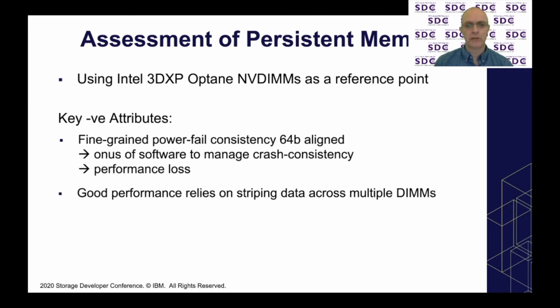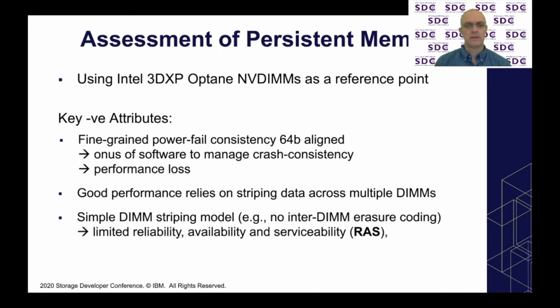Furthermore, good performance relies on striping data across multiple DIMMs, typically 6 DIMMs in a single socket. The DIMMs may be configured as individual elements, but performance is significantly reduced. The DIMM striping model is also very simple. There is no inter-DIMM erasure coding, for example. This means that RAS and field serviceability is strained. In the event of a DIMM failure, the complete region is essentially lost.